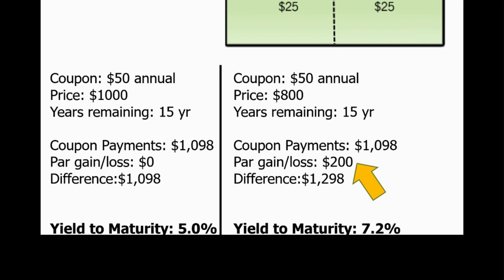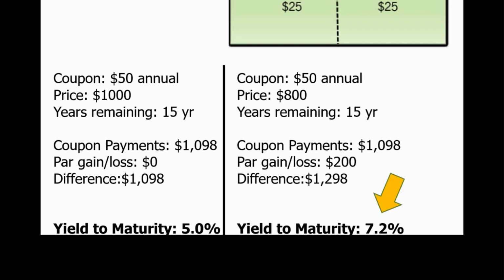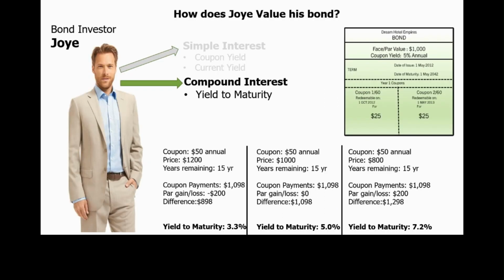So your difference is $1,290. So the yield to maturity on that bond is 7.2% a year, even though it is a 5% coupon bond. So you can see how much of a difference occurs based off the price that you are buying these bonds for. Anytime you are paying a premium for a bond, your yield to maturity is going to be much different than what your coupon yield is.